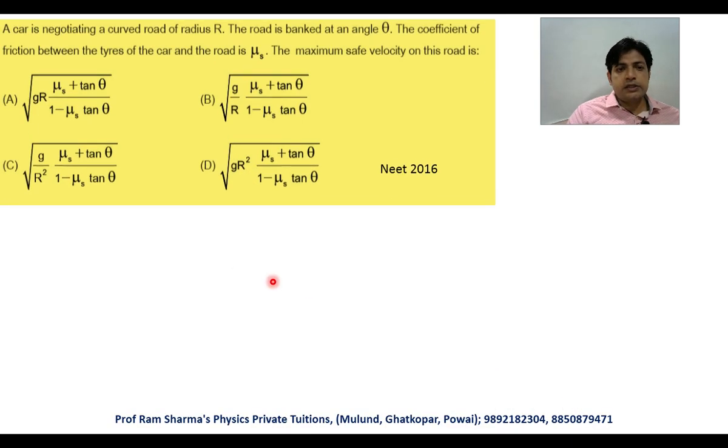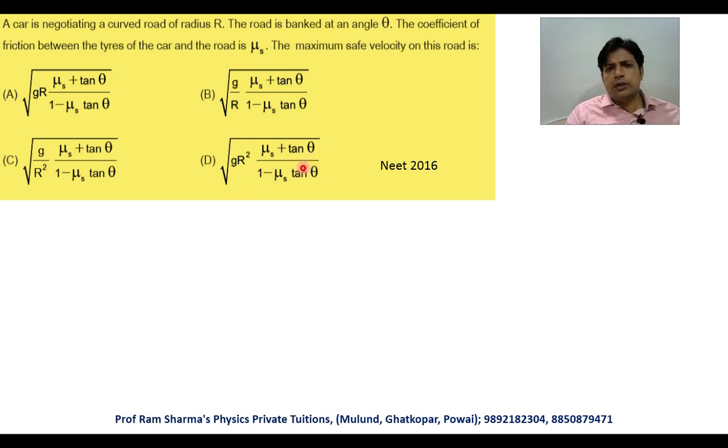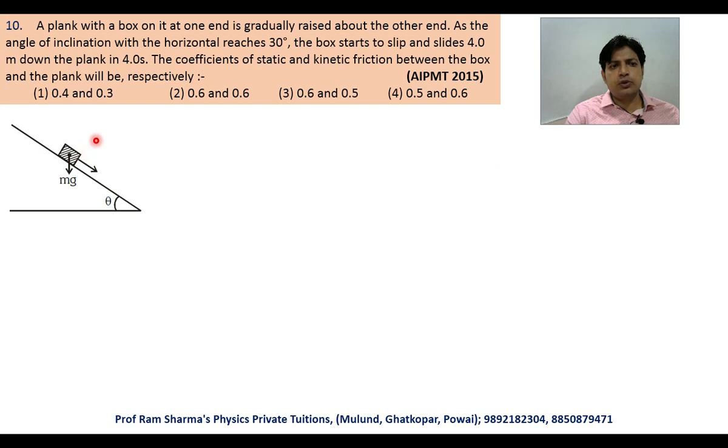So let's move on to the next sum, again a question from the circular motion chapter. A car is negotiating a curved road of radius r. The road is banked at an angle theta. The coefficient of friction between the tires of the car and the road is mu s. The maximum safe velocity on this road is, now this is a direct question and absolutely not to be explained. Direct answer, v is equal to root of r g (mu plus tan theta) upon (1 minus mu tan theta). So this is the answer. Next question, we'll straight away move on.